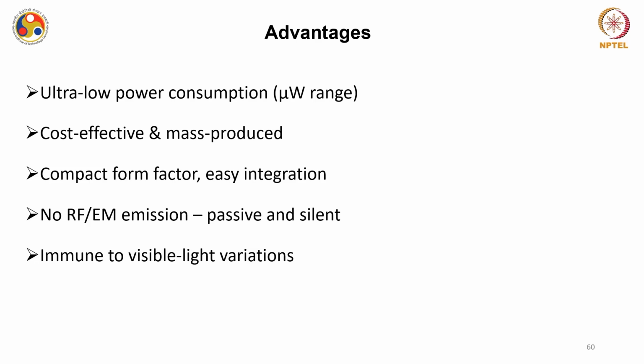No RF or electromagnetic emission is involved, so they are passive and silent, and the main advantage of these devices is that they are immune to visual light variation. So they do not have any kind of interference because of the visual light variation in the surrounding. That's why this kind of motion sensors are very crucial for military and security applications.